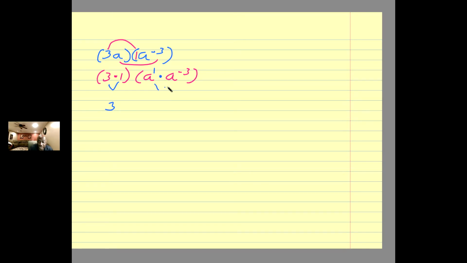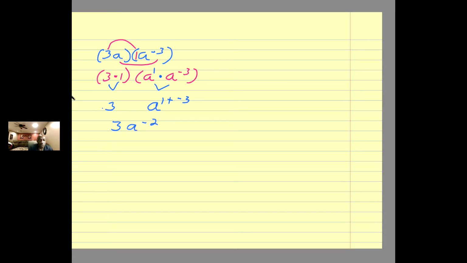So what I'm going to do here, I'm going to bring down my a, and I'm going to add those exponents. So that's 1 plus a negative 3. And what is 1 plus a negative 3? That is going to be a negative 2. Now, I can't leave the answer with a negative exponent unless I am required to by the directions. To write it in a standard way is to make sure that none of your answers have negative exponents in them.